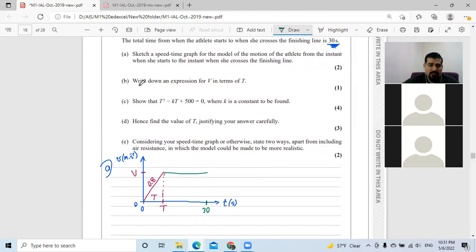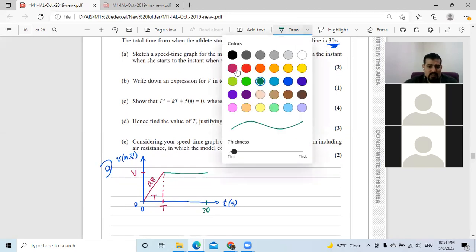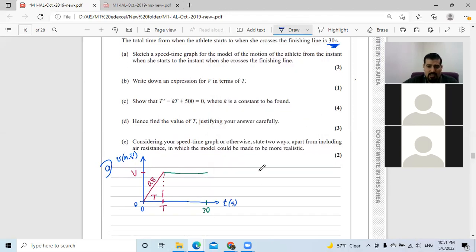The 2 marks. Then write down an expression for v in terms of t. Now, this is easy because we know how much the acceleration is, this part b. So the acceleration, which is v minus u over t, or the gradient, so 0.8 equals capital V minus 0, divided by t. Doing cross multiplication, v equals 0.8t. This is the mark they ask for.